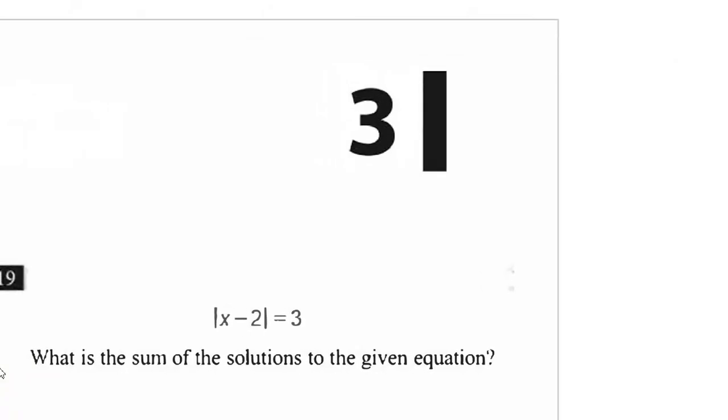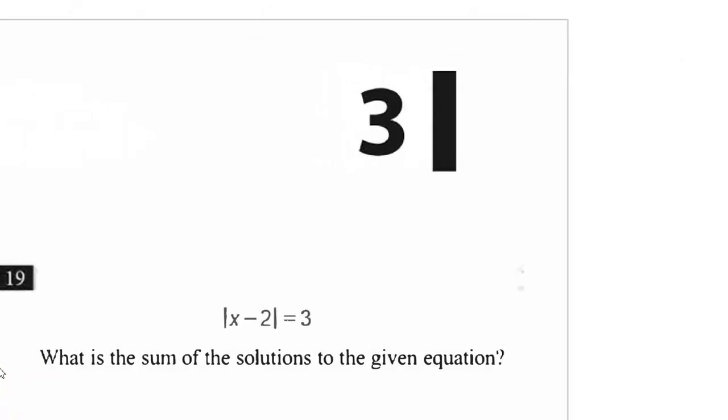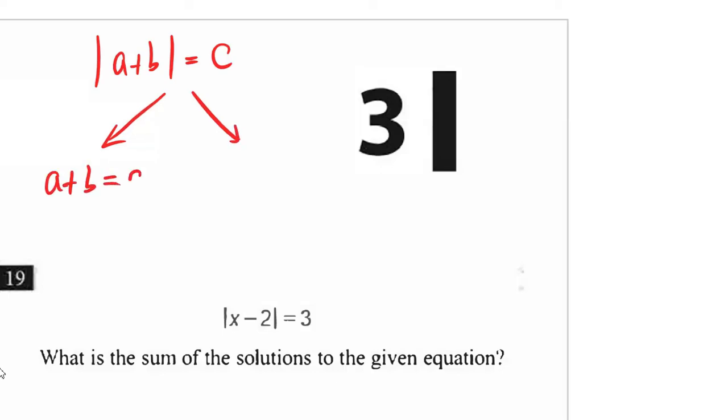19 is another reference to an idea. You're supposed to know that if I have an absolute value equation, it splits into two sides. In this example I'm giving you, a plus b would equal c, and a plus b would equal negative c.